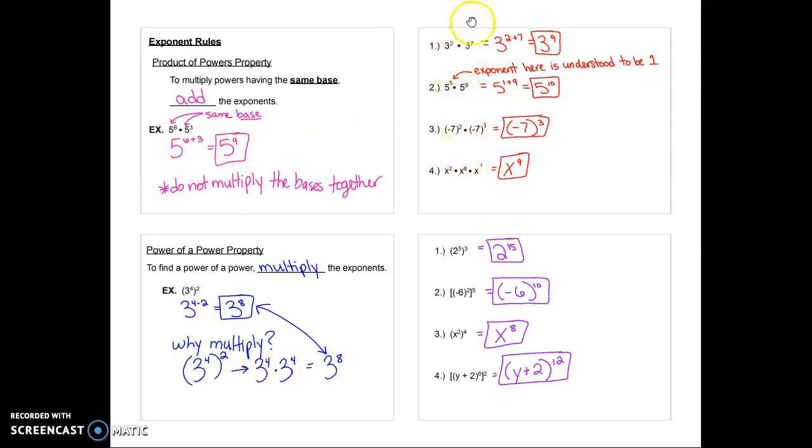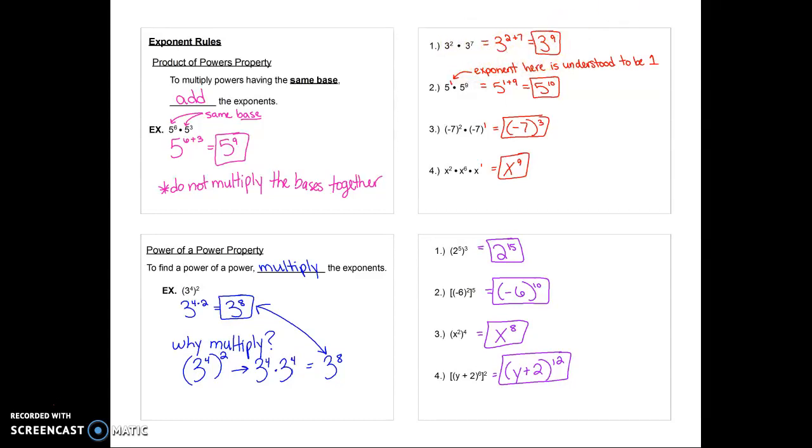A few more examples here. We have 3 to the 2nd power times 3 to the 7th. Again, I'm multiplying these bases together. They're the same base, so the shortcut is that you can add the exponents. So 3 to the 2 plus 7 is the same as 3 to the 9th power, which makes sense because your exponent is telling you how many of them you have. I have 2 3s and I have 7 3s. Overall, in total, I have 9 3s, so it's 3 to the 9th power.